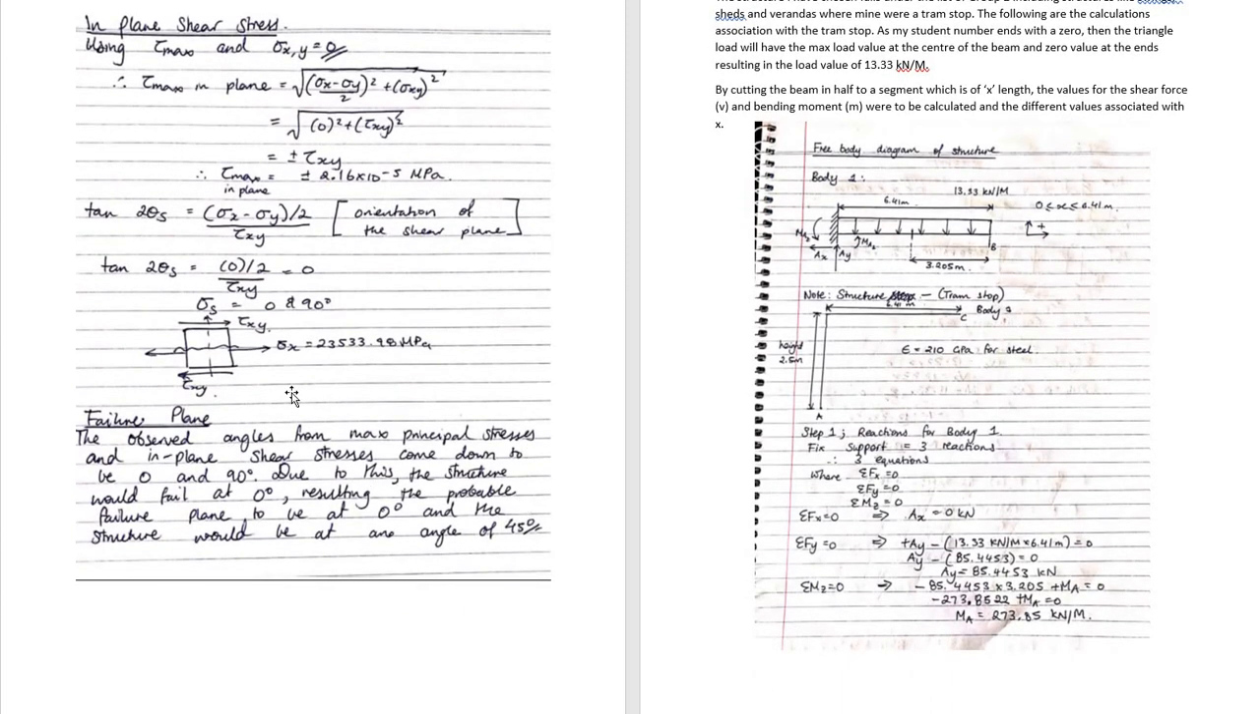In the failure plane, as you can see, the observed angles from max principal stresses and in-plane shear stresses come down to be 0.90 degrees. So that's the angle that I found. And obviously due to this, the structure would fail at 0 degrees, resulting in the probable failure plane being at 0 degrees. And the structure would be at one angle of 45 degrees. So that's basically outlining whether the structure would fail at a specific angle.